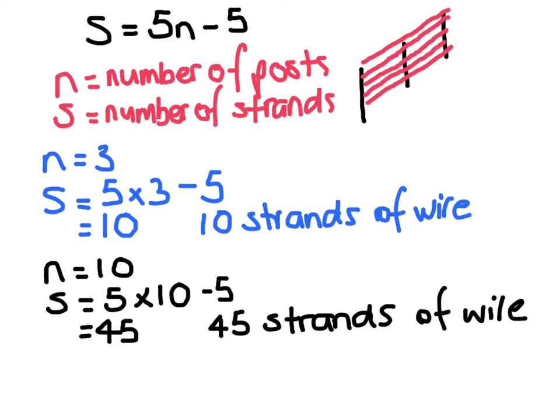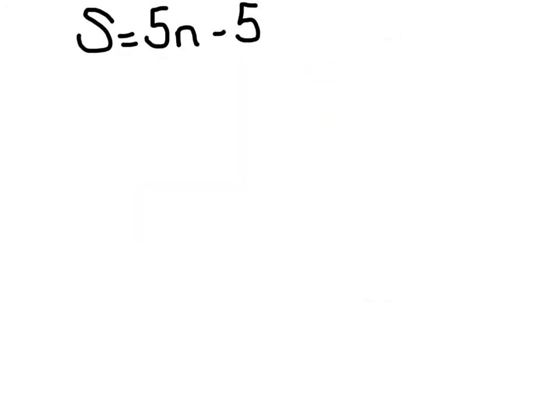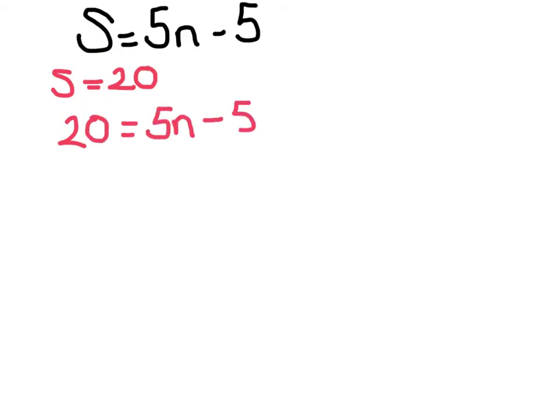Right, now they can do it a little bit different. Let's go to another screen. The other way they can do it is they can say, I have 20 strands. So my S equals 20. How many posts will I need to make the fence? So now I'm going to substitute in that 20 into this bit here, aren't I? Okay, so now I'm going to say 20 equals 5n minus 5.